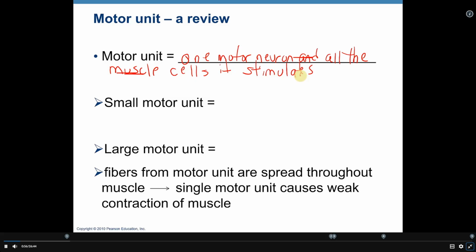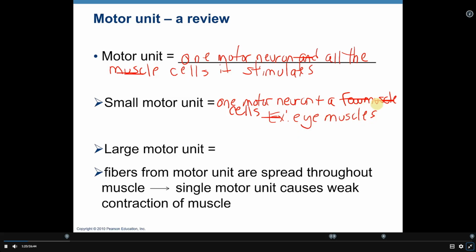Motor units can be small or large. A small motor unit would be one motor neuron just stimulating a few muscle cells. So in this case, let me give you an example of this. This might be, for example, the eye muscles. So when we get to this point, you'll find that the eye has these 6 tiny strap-like muscles around it. And each muscle is very small, and it only is made up of small motor units.